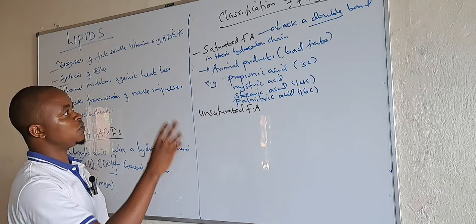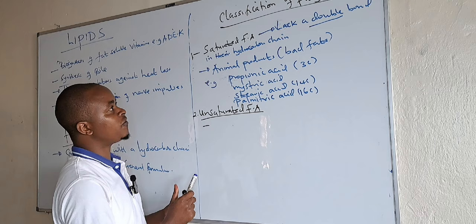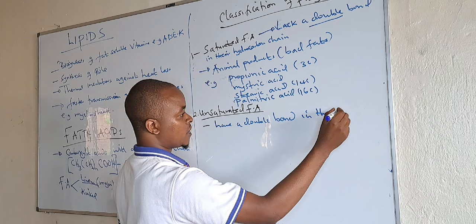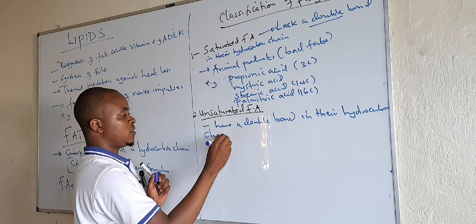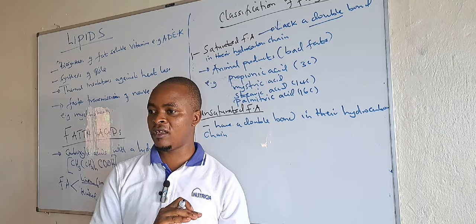Then another category, which is number two, is unsaturated. And these unsaturated fats have a double bond in their hydrocarbon chain. There are those with one double bond, those with two, those with three, and those with four. So they are categorized under the number of bonds which we find in the hydrocarbon chain.